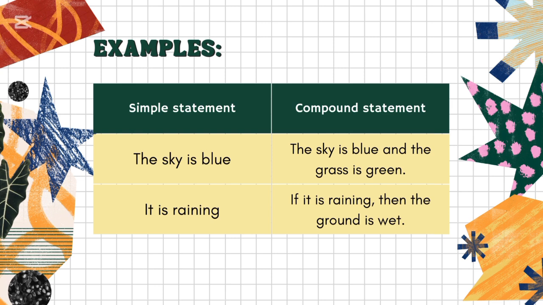So we have an example here of a simple and compound statement. In our first example, the simple statement is the sky is blue, and its compound statement is the sky is blue and the grass is green. So it is connected by a connective, which is the and. In our next example, the simple statement is it is raining, and its compound statement is if it is raining, then the ground is wet. The connectives used here are if and then.